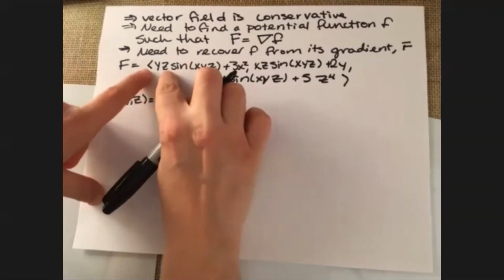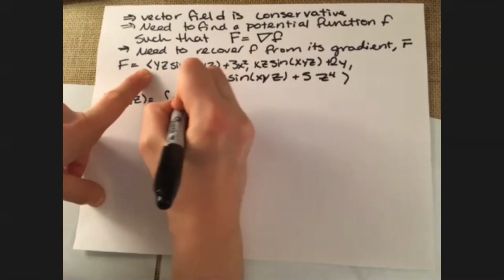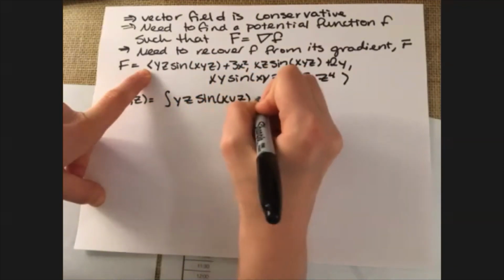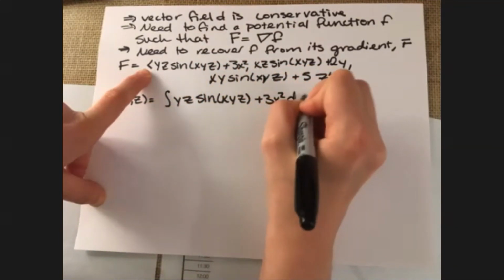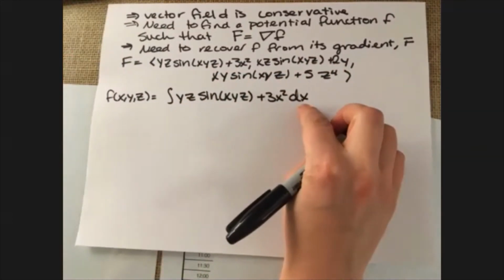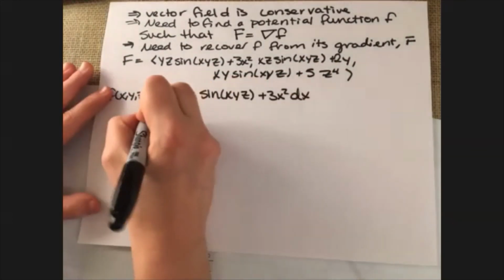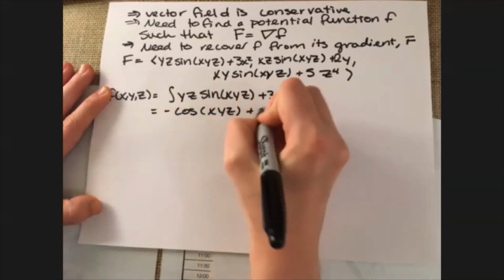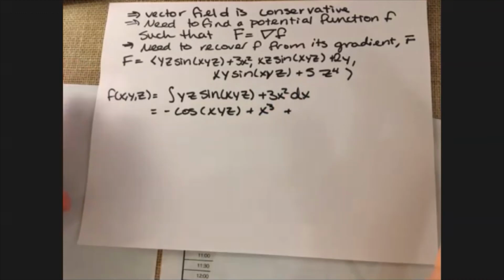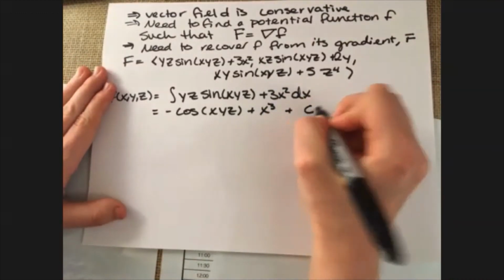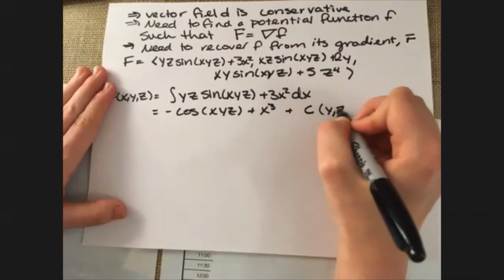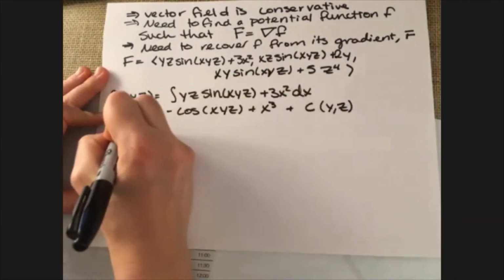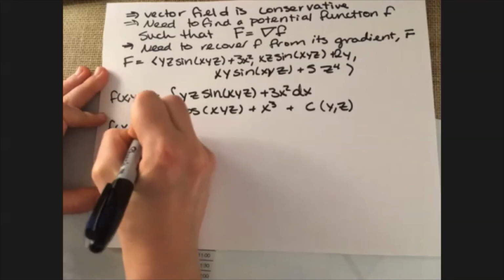integral of our x component here with respect to x. And taking this integral with respect to x, the result that I'm going to get will be negative cosine of xyz plus x cubed. And then we weren't able to account for y and z here, so we're going to add on to it some function in terms of y and z.